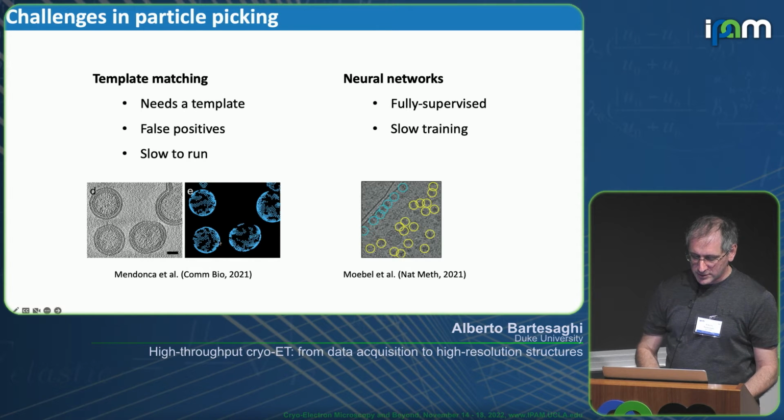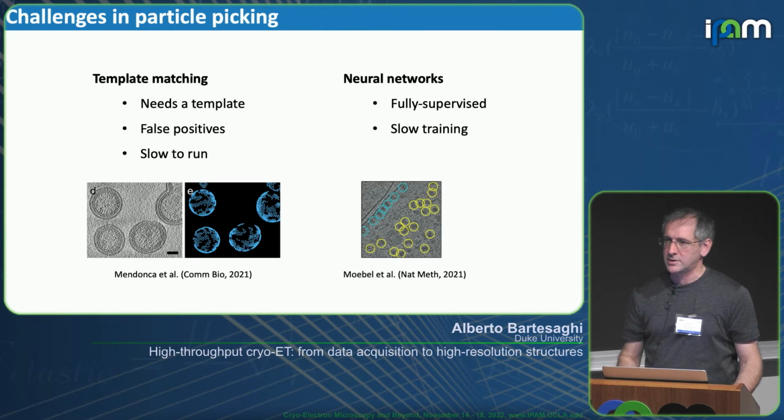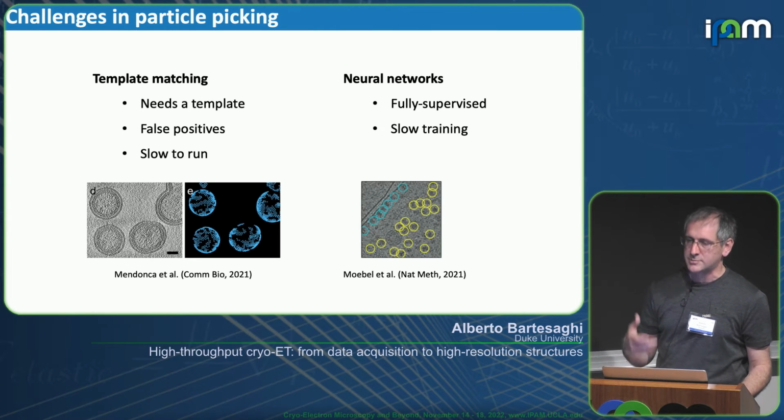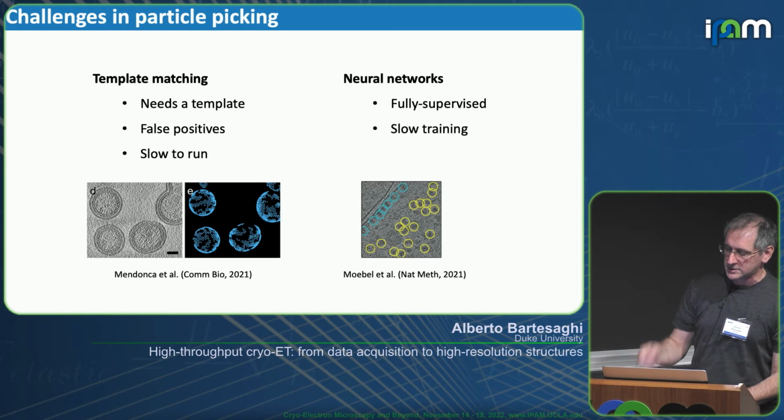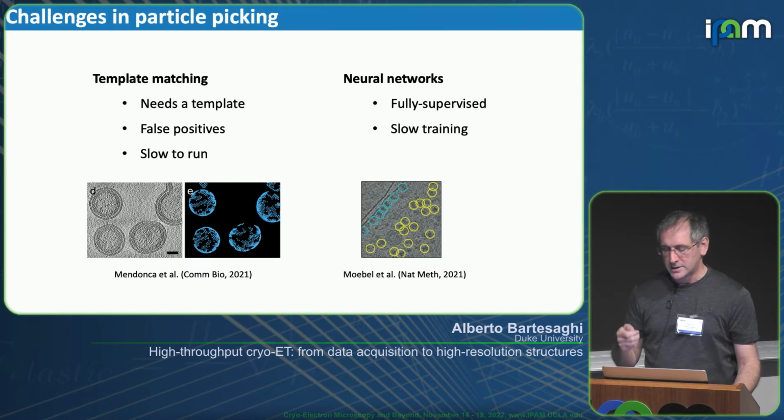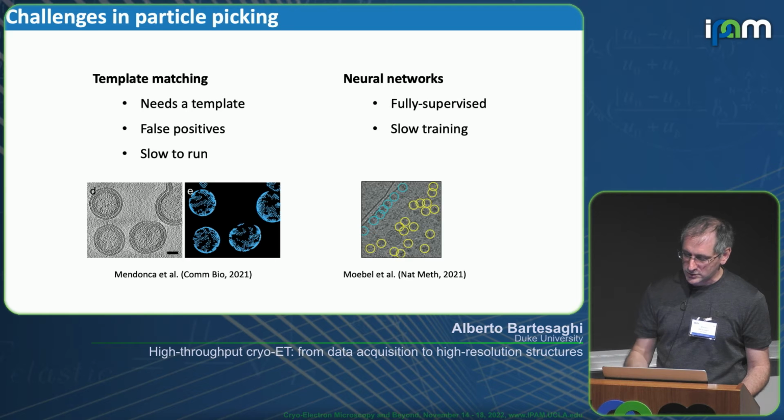So this is one example on HIV GAG. I think this was done with template matching using EMClarity. And more recently, there are obviously methods based on neural networks. Most of them, at least in 3D, tend to be fully supervised, meaning that you need to spend a lot of time selecting your labels. And that is obviously time-consuming.